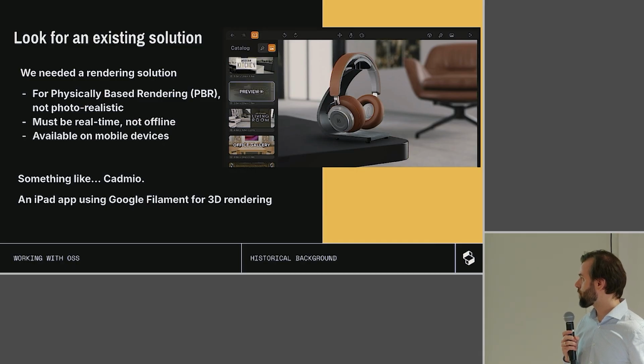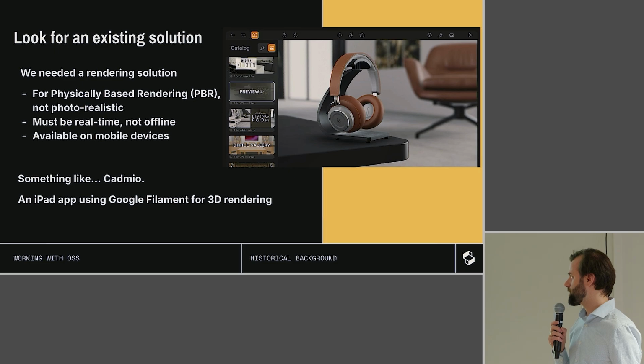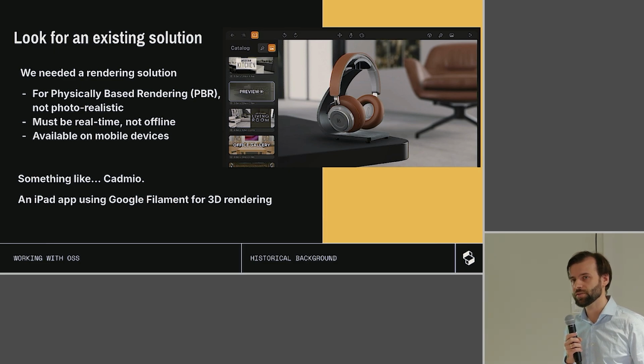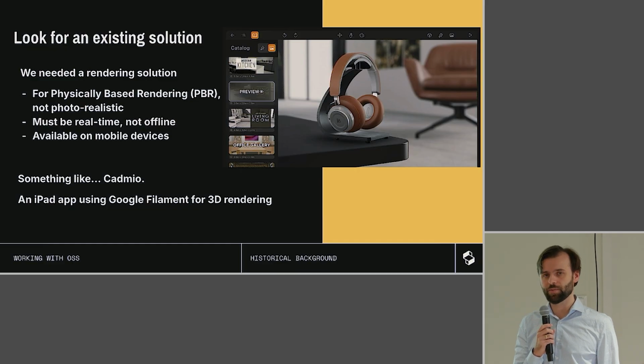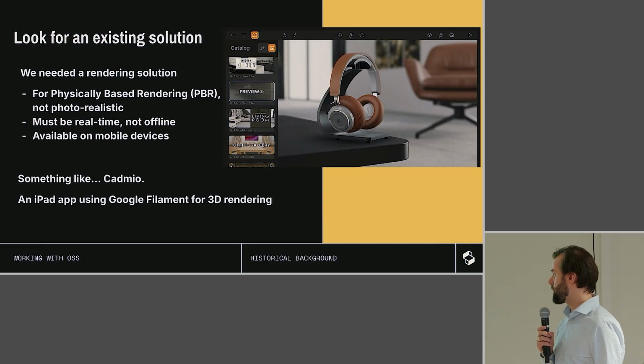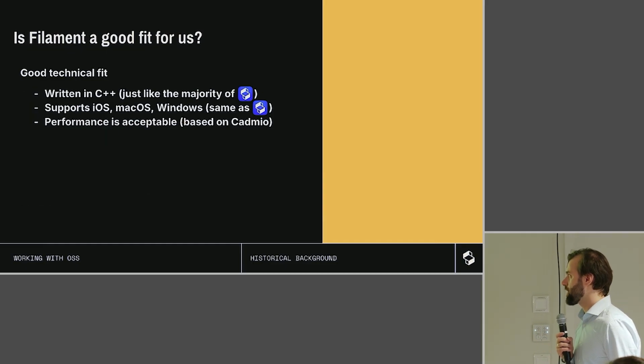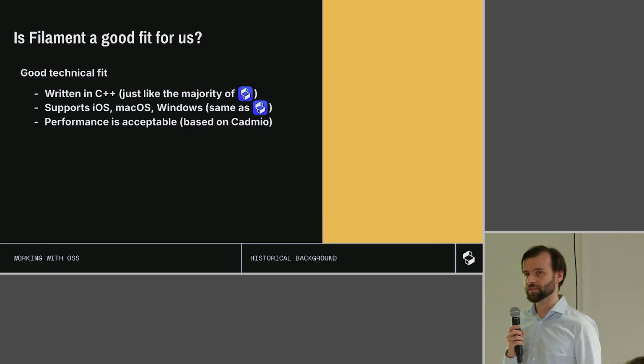And we came across an iPad app that looked just like what we needed. It was called Cadmio, and we checked how do they do rendering in Cadmio, and they were using an open source library called Google Filament. We really liked this library, so we started checking if Filament is a good fit or not.